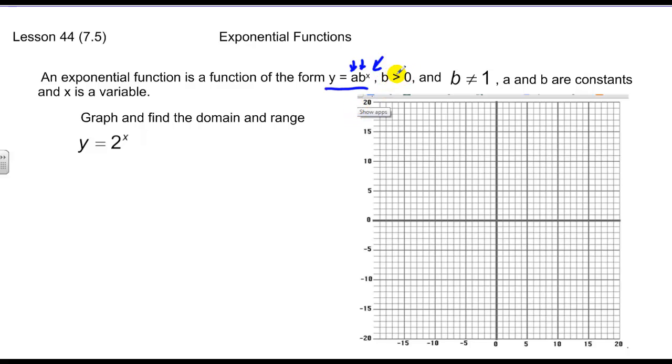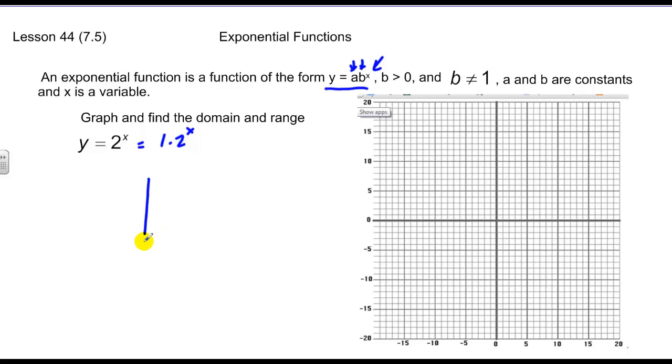B in this case will be greater than 0, and B will not equal 1 because we know that 1 to any power is just going to be 1. So what we're going to do is graph this function y equals 2 to the x, and this is an exponential because it's really in the form of 1 times 2 to the x. So there's my a term. My b term is 2, and my variable's x. And then we're going to find the domain and range.